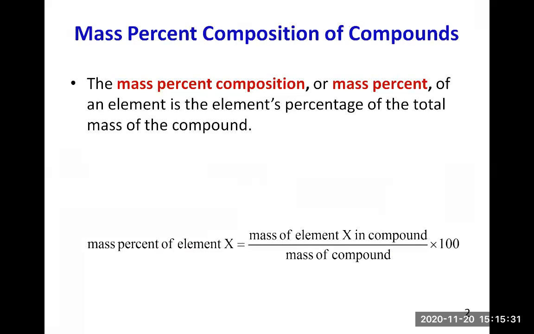So elemental analysis will give us the chemical formula of the compound. The mass percent composition, or mass percent, of an element in a compound is the element's percentage of the total mass of the compound. So you see the formula below. The mass percent of element X in the compound is the mass of element X in that compound divided by the mass of the compound times 100.